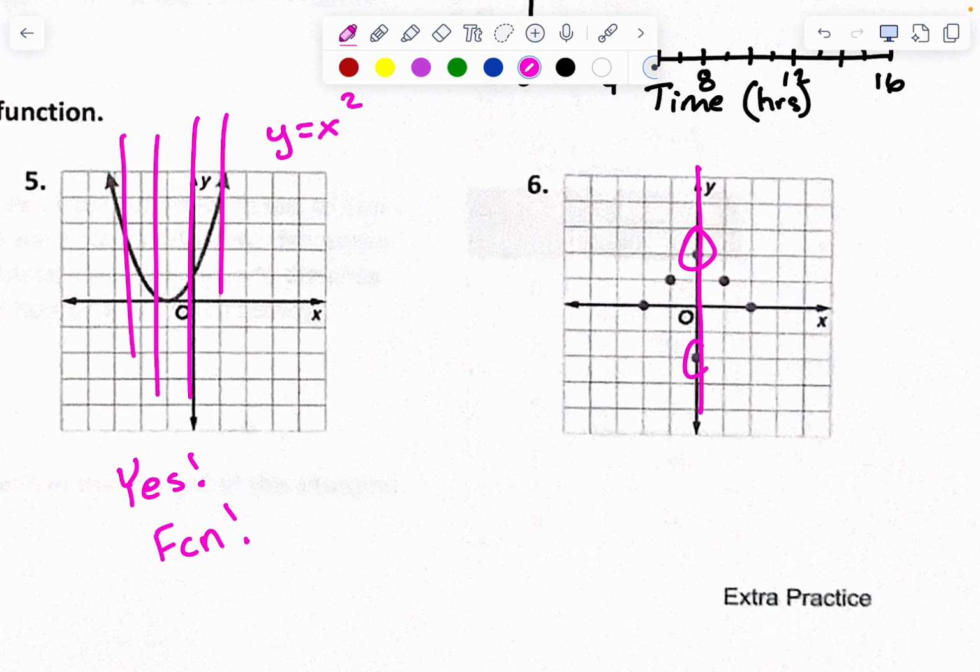Now, number 6 is kind of tricky. If you're looking at these two little points, they snuck that one little point in there, so not a function. Or you can just say no.